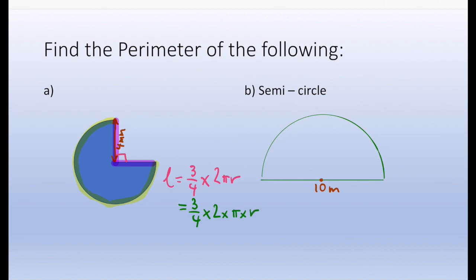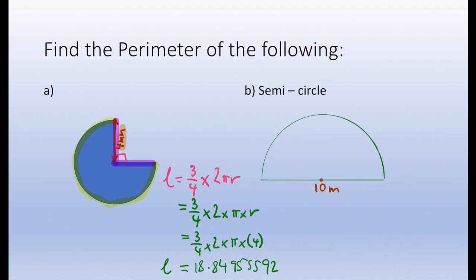Now, what's my radius? Some of you have seen it already. It's this guy here. It's 4 millimeters. So I'm going to go equals 3/4 times 2 times pi times 4. Now, all it is calculator work now. So times 2 times pi times our radius, which is just 4. And I get arc length is 18.84955592.